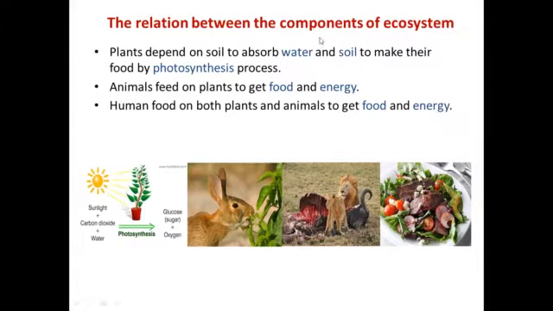What is the relation between the components of an ecosystem? As we can see in the following figure, plants depend on sunlight, carbon dioxide and water to get their own food by making the photosynthesis process and produce oxygen gas. Rabbits and some animals depend on plants directly to get their food, and some animals like lions depend on plants in an indirect way to get their own food, while humans depend on plants and some animals to get their food and energy.